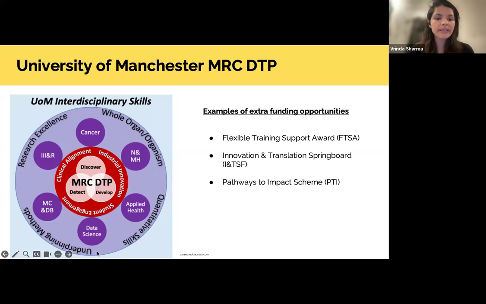To give you examples of extra funding opportunities under this university, we have something called the Flexible Training Support Award, which is separate from the basic stipend that you get. Under this, you can get training opportunities and grant support throughout your PhD. Starting from your first year until you submit your thesis, you can apply for these grants, and they are available several times a year. You can do any training in any part of the world under the scheme. Then there is the Innovation and Translational Springboard, which allows you, if you have a startup idea in your mind.